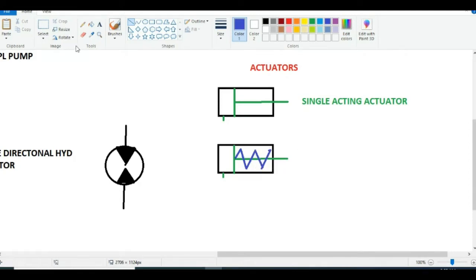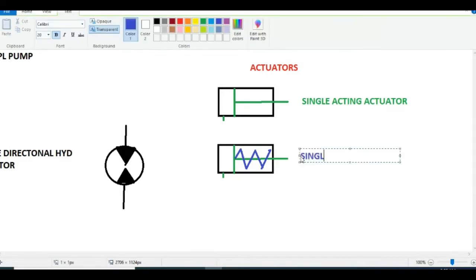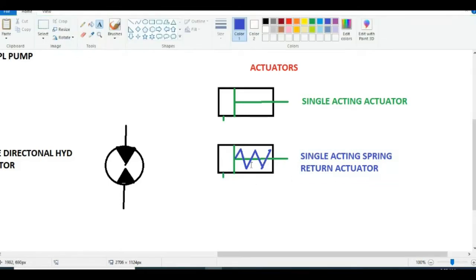if you show the spring like this, what is the name of the symbol? Single acting spring return actuator. It extends because of the pressurized fluid and returns to the initial position because of the spring force. So, single acting spring return actuator.